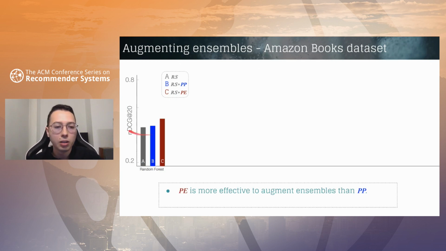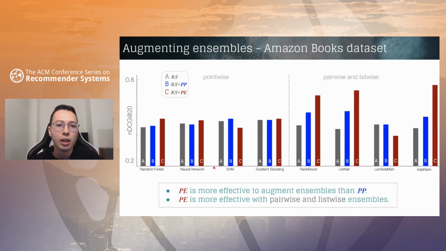Now I'm going to display here all the different ensembles that we tested. This is all for the Amazon Books dataset. What we see here is that for pairwise and listwise models as the ensemble, we achieve higher effectiveness. We see that the gap is bigger now for the performance estimates.